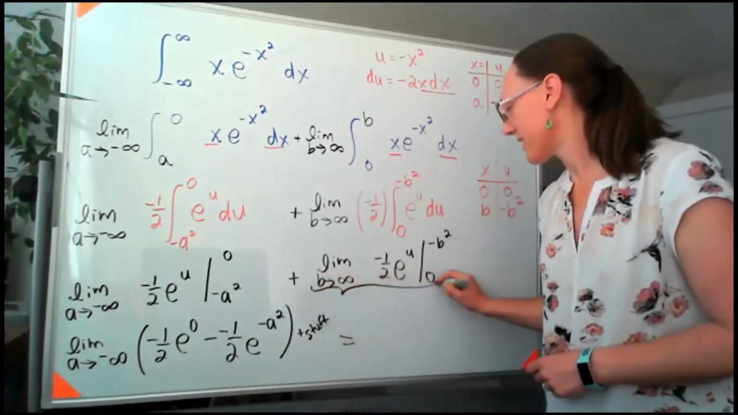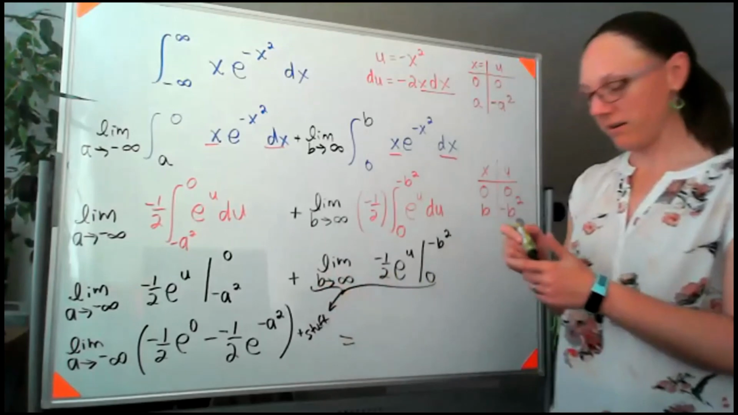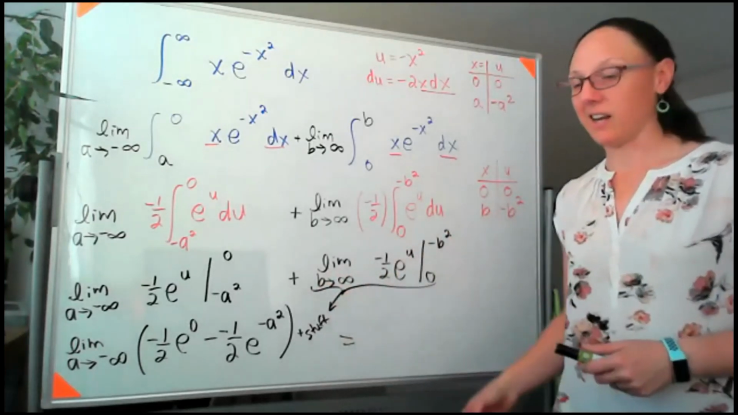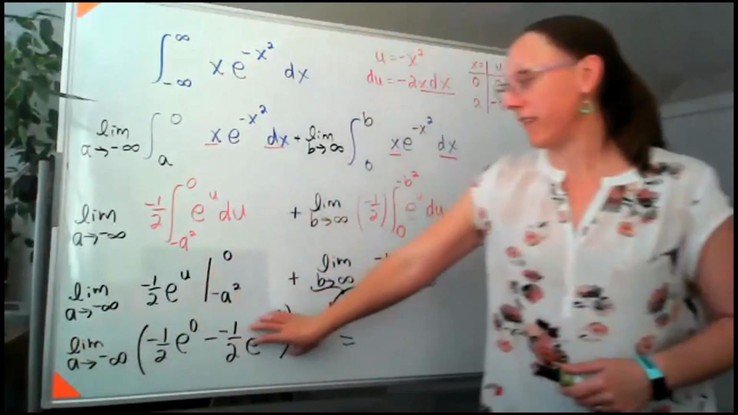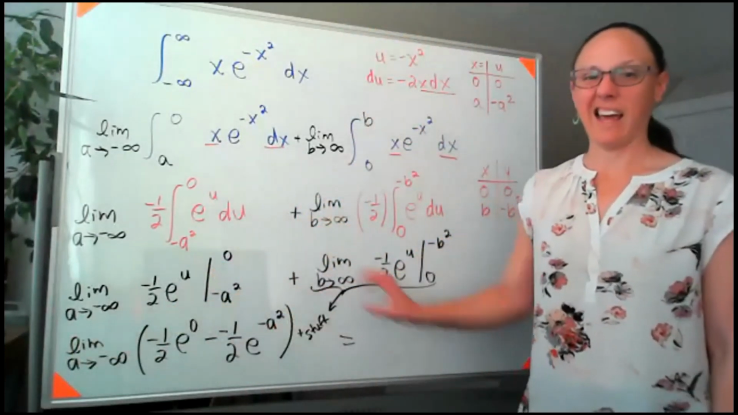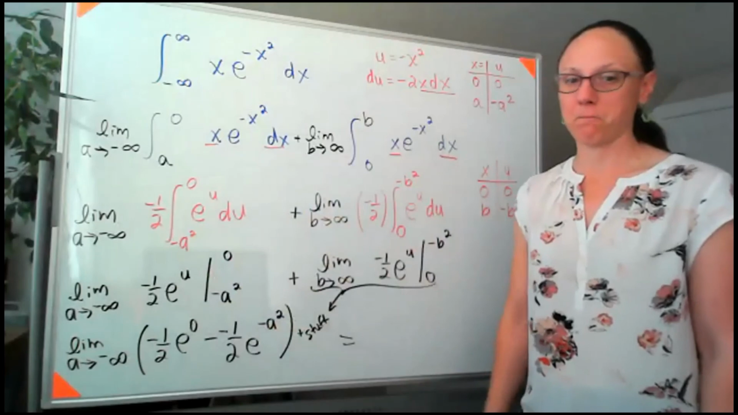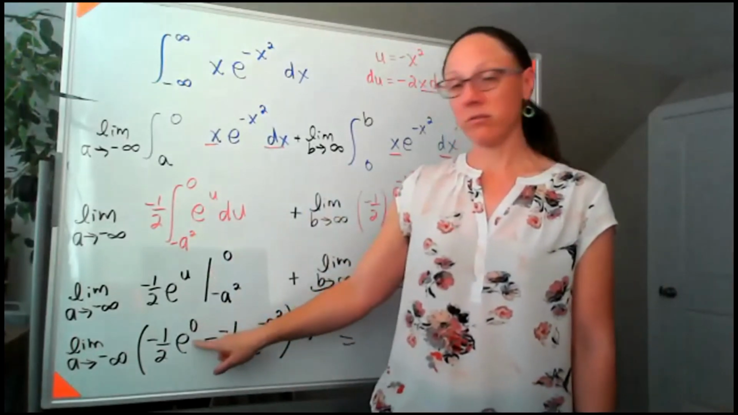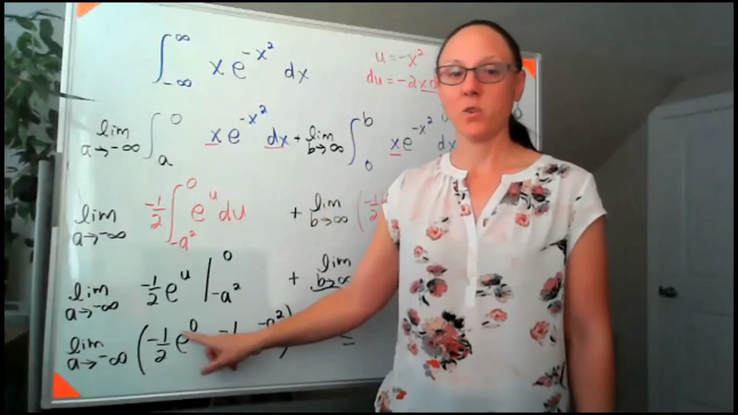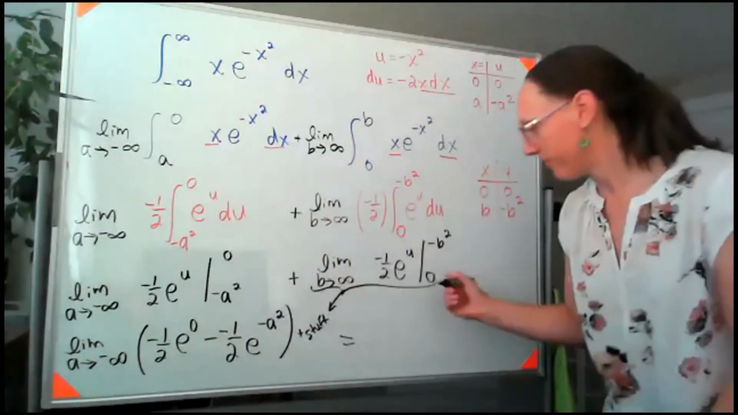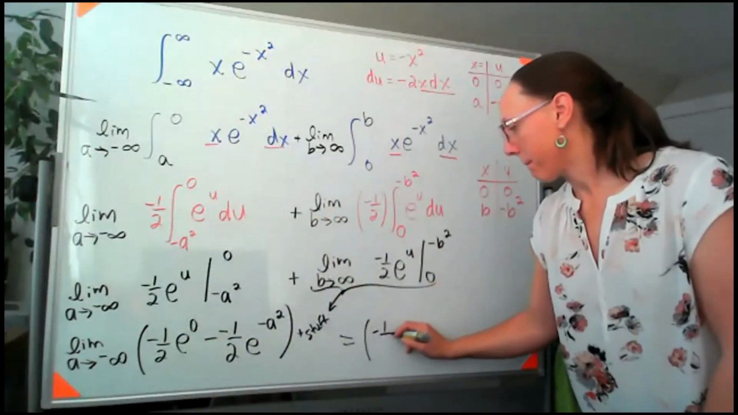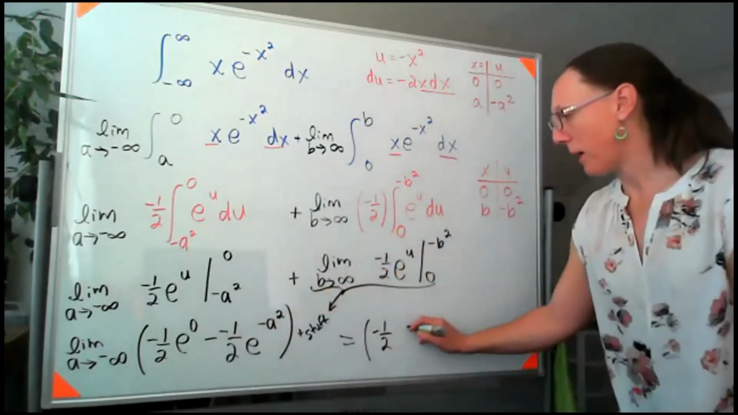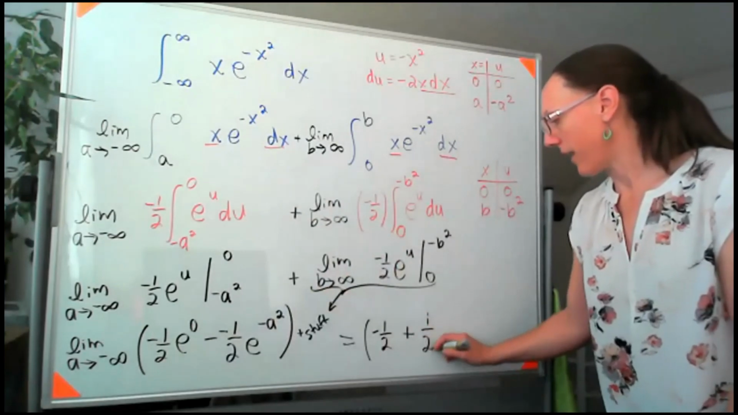All of this should be right there, but I'm going to run out of space if I try to write it. So instead, I want to go ahead and think about finishing off this limit, and then we'll finish off this limit. For this part, e to the 0 is 1. So I've got -1/2 times 1. Minus a minus is going to make that plus 1/2.